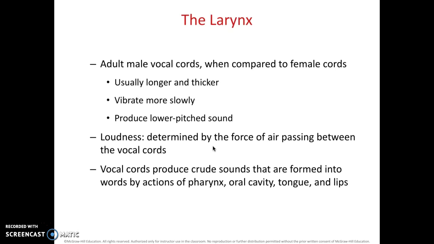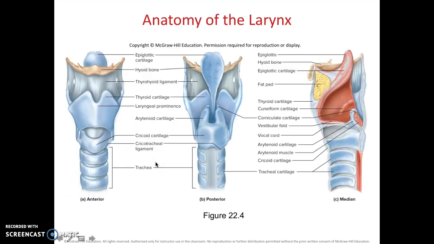The vocal cords can produce sounds that are formed into words by actions of the pharynx, the oral cavity, the tongue, and the lips. So you can see that the larynx also functions with respiration, but also plays a very key role in talking or making speech.